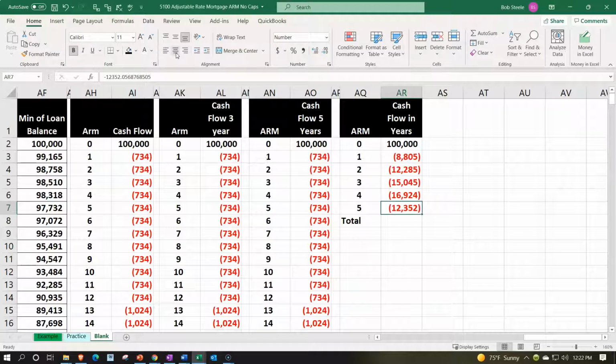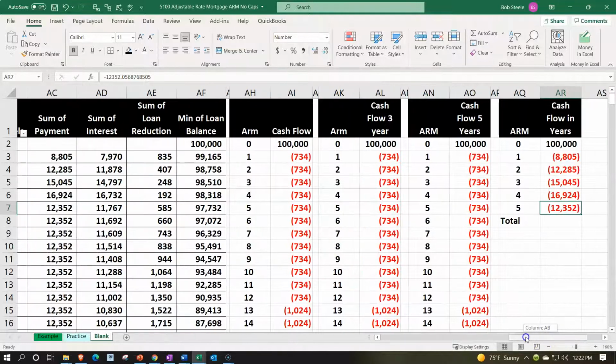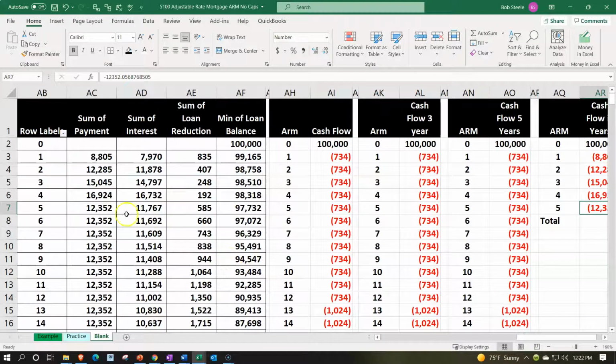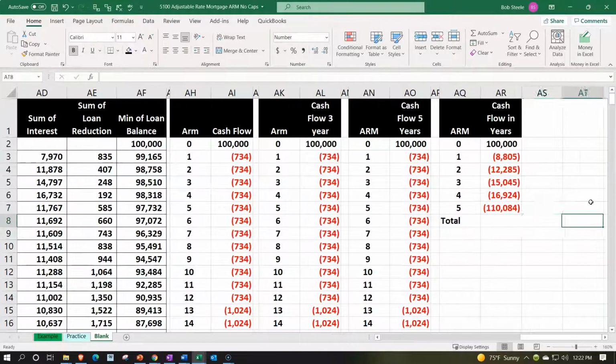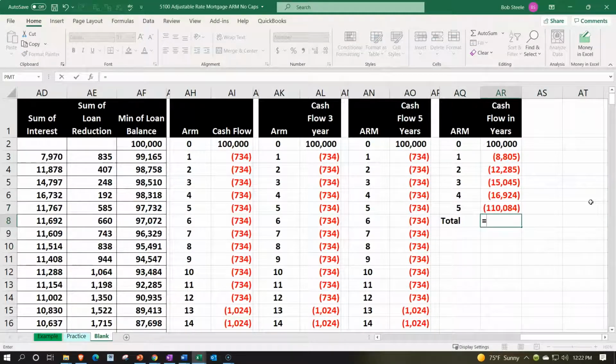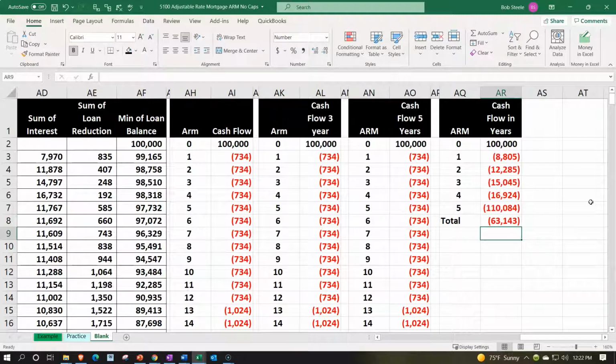This last total again needs, once again, to say minus the 12,375, which is right there on the payments, minus the 97,732. There we have it. Okay. Then we're going to say equals the sum of these items and the IRR.